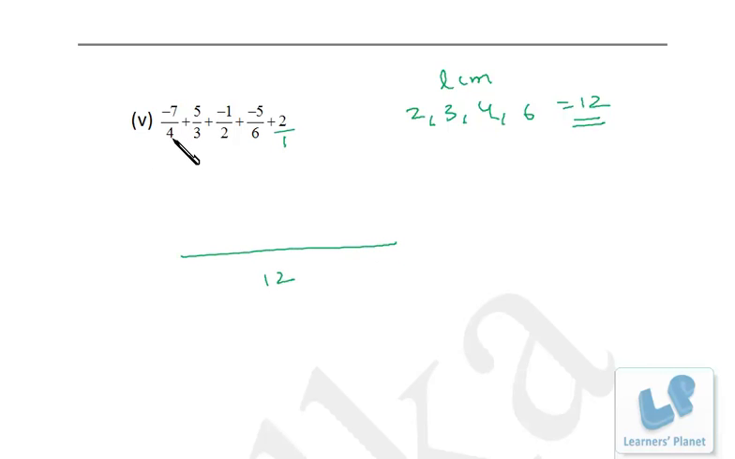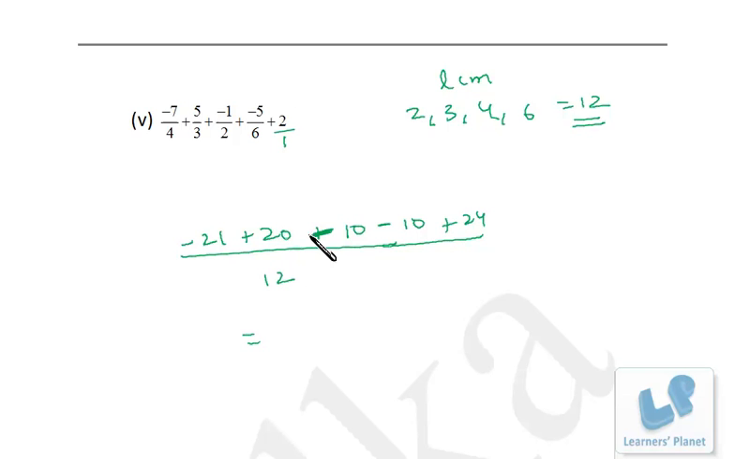Now 4 into 3 is 12, so that 3 into minus 7 is minus 21, plus 3 into 4 is 12, so 4 into 5 is 20, plus 2 into 10 is 12, so that 10 into 1 is 10, and we have to take this minus sign also, so it will be minus. Then 6 2s are 12, so that 2 into 5 is 10, further we have a negative sign over here. Then 12 into 2 is 24.